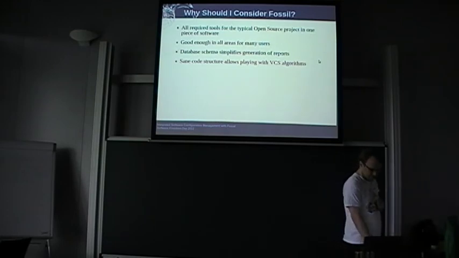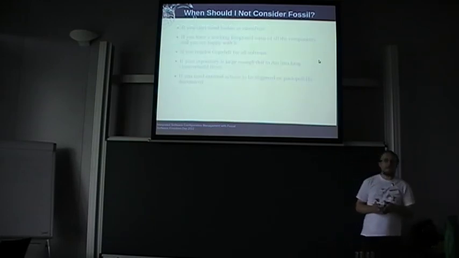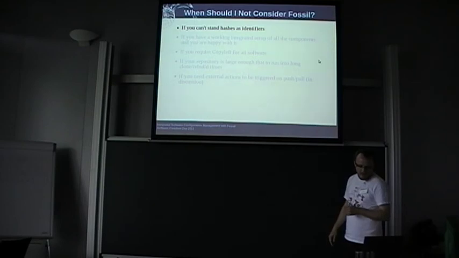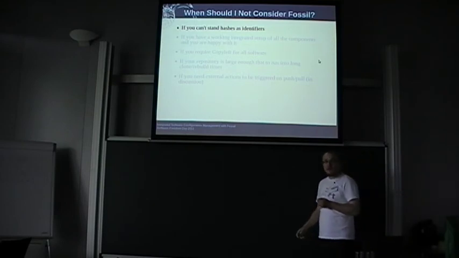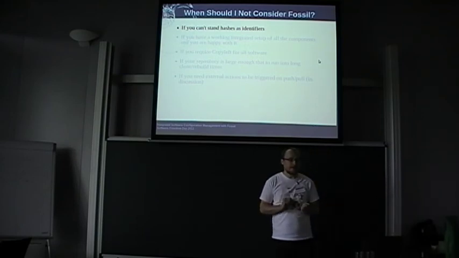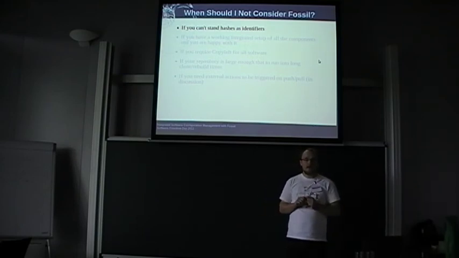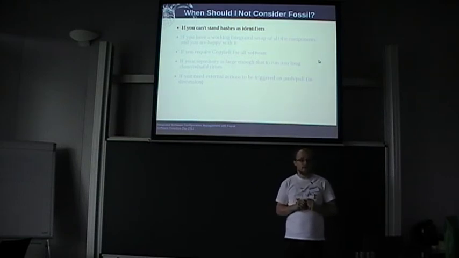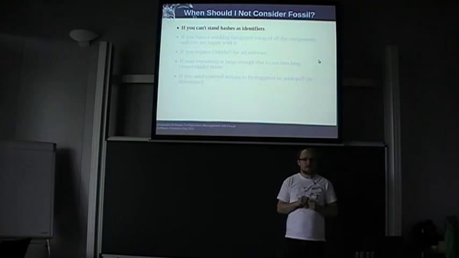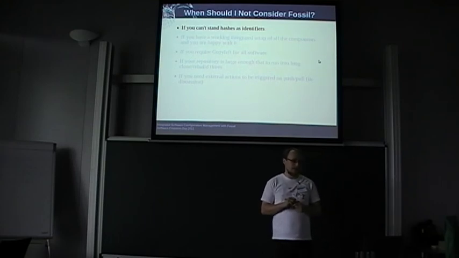Of course, there are also some issues. When is Fossil maybe not the right approach for you? Of course, Fossil currently uses hashes as identifiers both for tickets and for commits, and that can be a big problem from a usability perspective. If you want to have nice sequential bug numbers, for example, you might be more happy with Bugzilla.